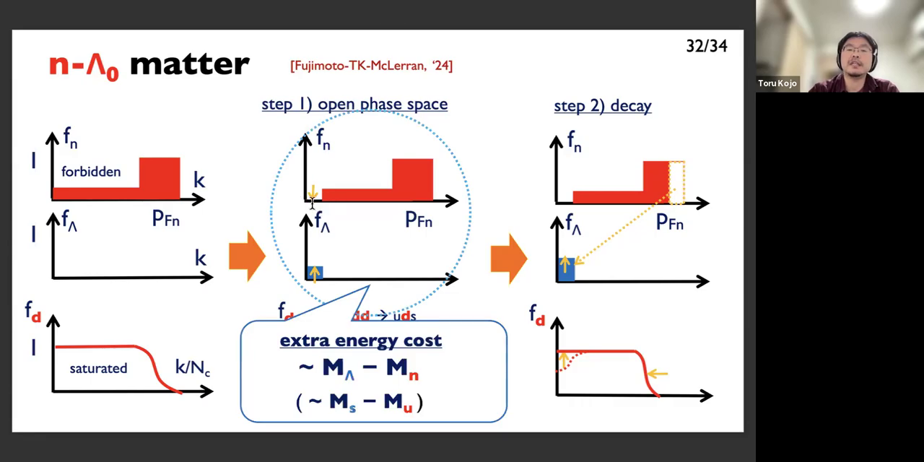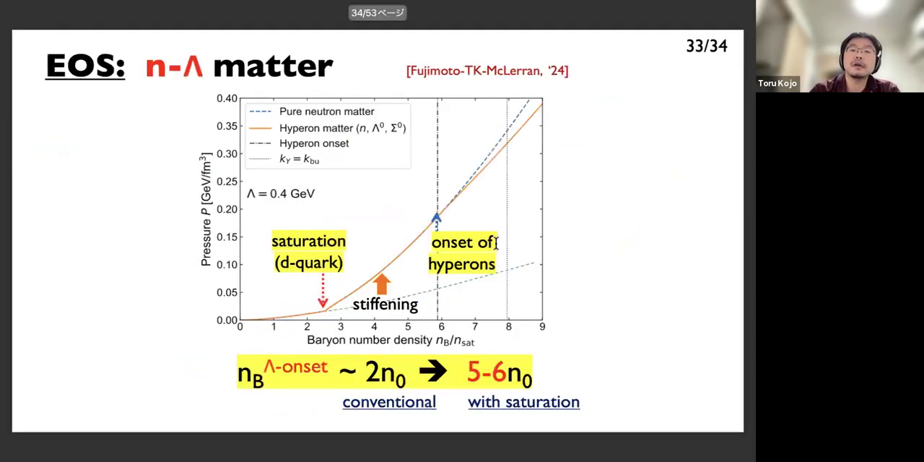Obviously, replacement of a neutron with lambda zero costs energy, m lambda minus m n. This energetic cost requires more baryon chemical potential to generate hyperons, and therefore it also requires higher density. And this is one model calculation. In this model calculation of quark matter, we have quark saturation somewhere around 2 to 3 times saturation density, and after d quark saturation, the equation of state stiffens like this. And d quark saturation also delays the appearance of hyperons.